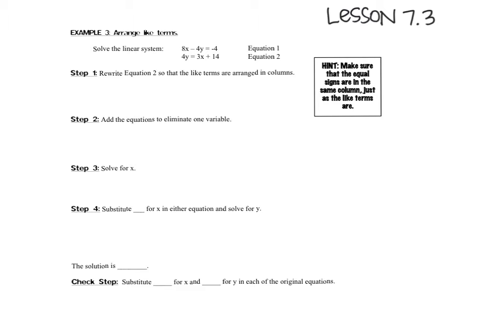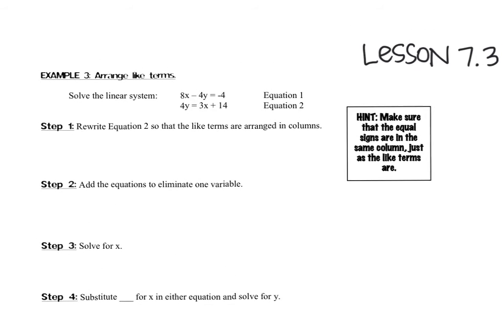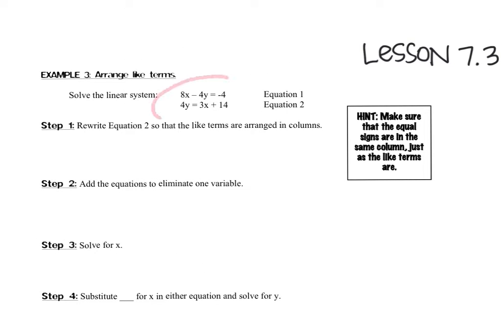So as you look at example 3, you can see that in these two equations, they don't line up, okay? We have here an x, here a y, x. Our equal signs aren't lined up. So we've got kind of a mess here. This isn't going to work to start eliminating because, again, they're not lined up.